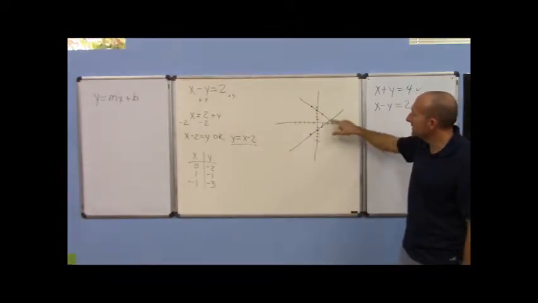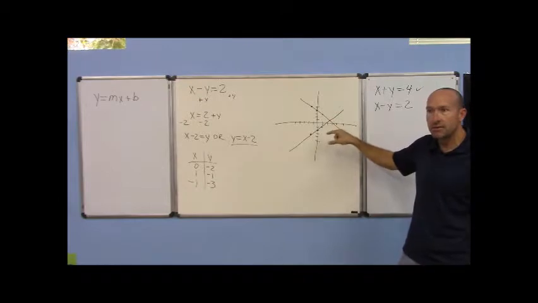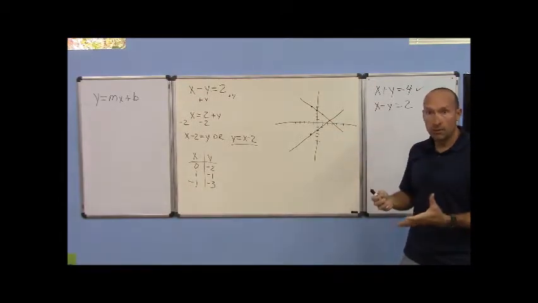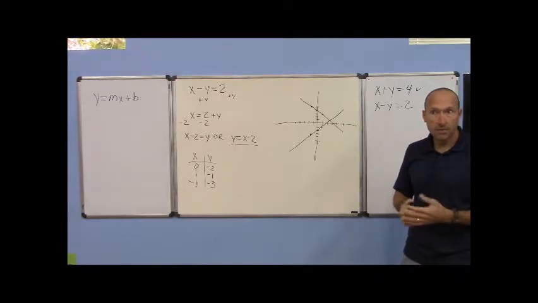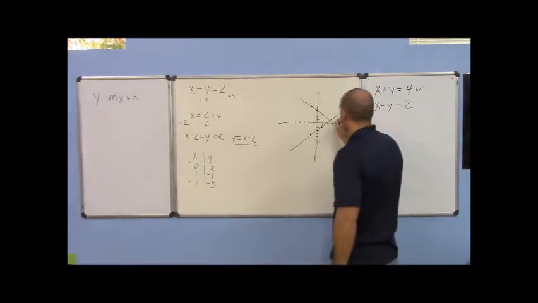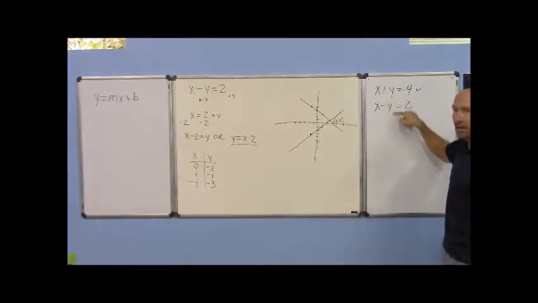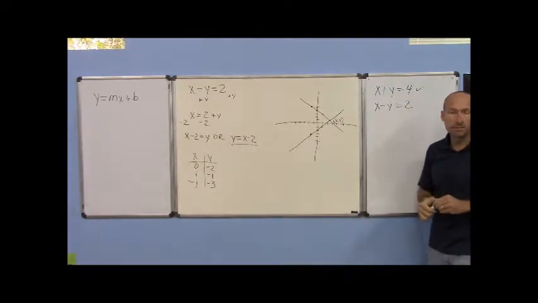Well, what's interesting is that the point at which they intersect, that coordinate point, will satisfy both of those equations. So that coordinate point, whatever it may be, x and y, you can plug it into either one of them, and it will result in true statements.